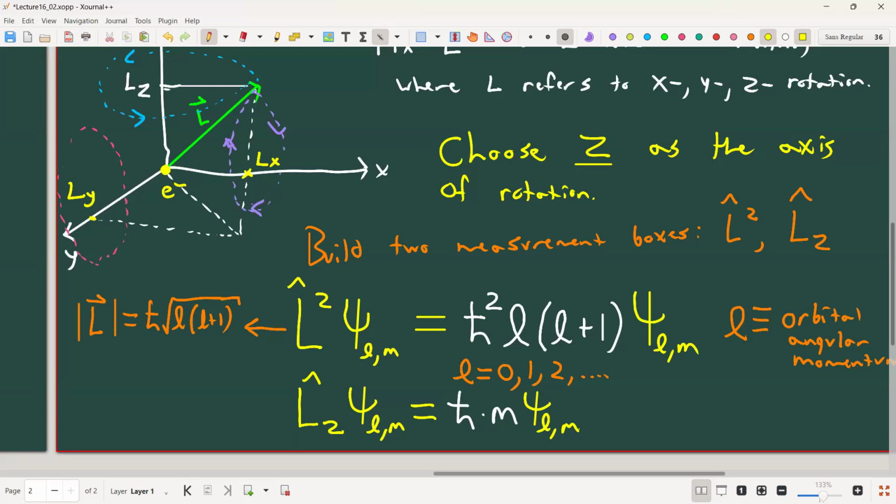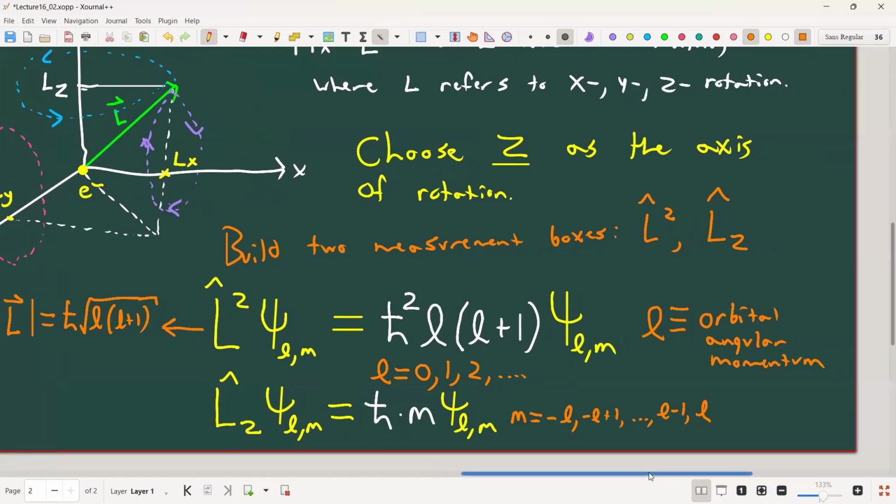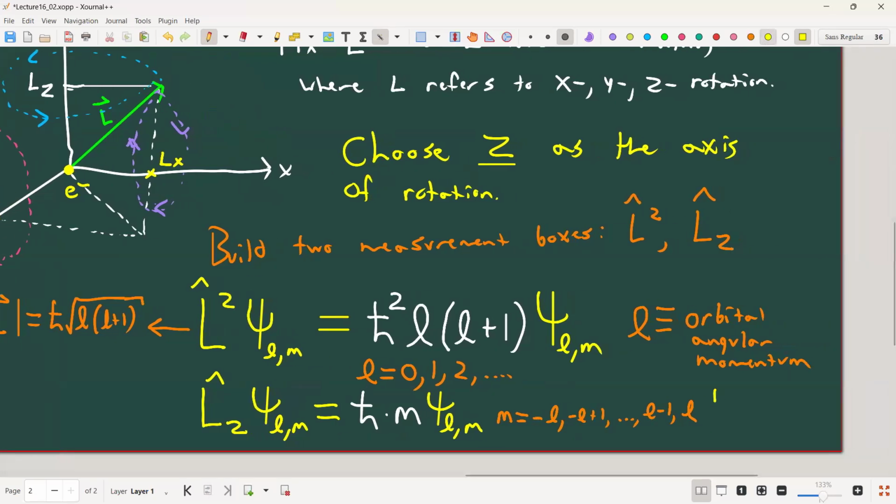Okay? And m can only take certain values. m can only be between minus L, minus L plus 1, up to L minus 1, and L. So it can take any value between minus L and plus L. And we call m, not x, sorry, that's the wrong letter, the azimuthal quantum number.